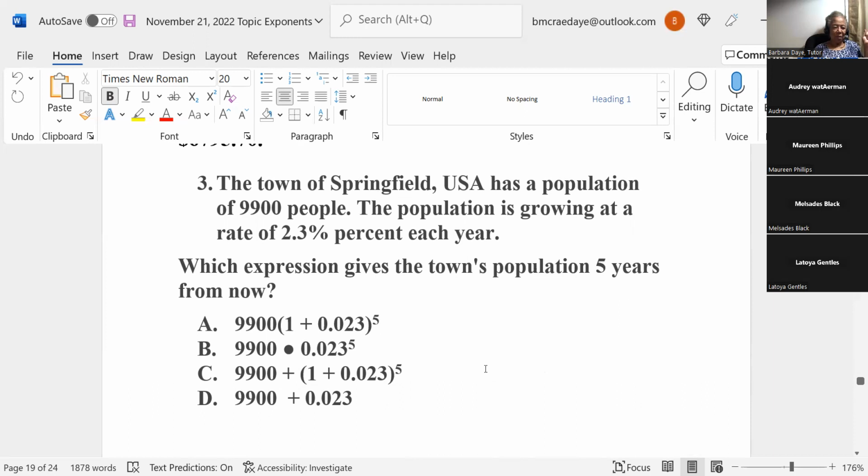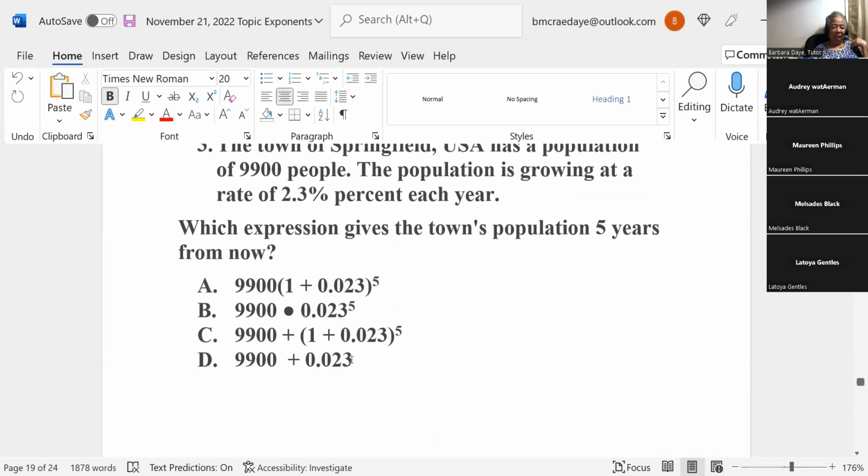Latoya? B. I said B. I would say C. Any other answers? I would say A. A is correct. Latoya, you've got to add the percent. Oh yeah, add 1. 100% is a 1, and you've got to add the decimal, 2.3% as a decimal, and then raise it to a power. You can't just put the 0.023. You've got to add the 1 to it. That represents the 100%. Answer A, okay?